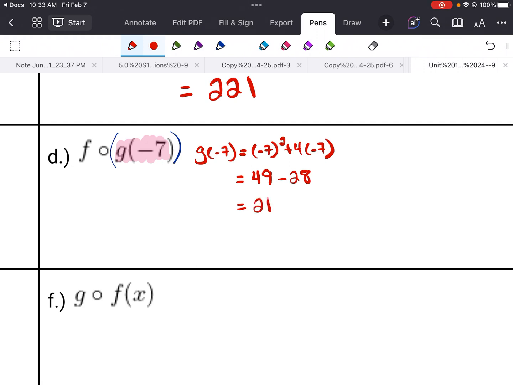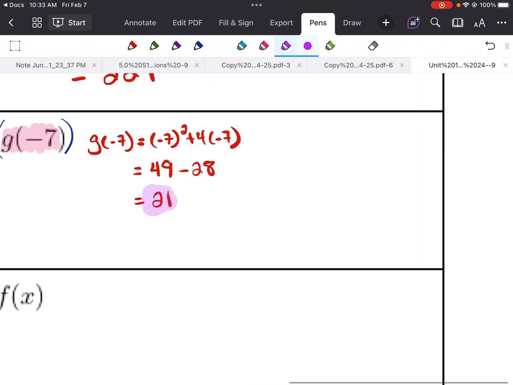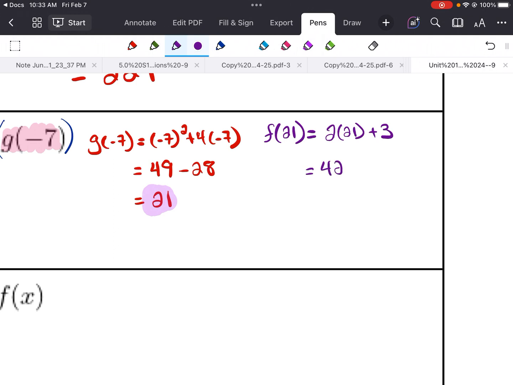Okay, now that answer will be in the f function. Okay, so it's f of 21. And our f function was 2x plus 3. So we have 42 plus 3. So f of g of negative 7 gives us an answer of 45.